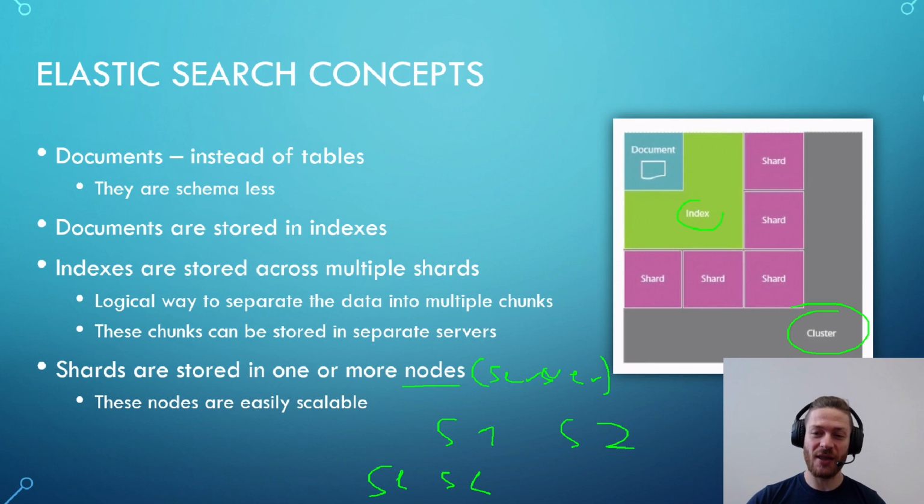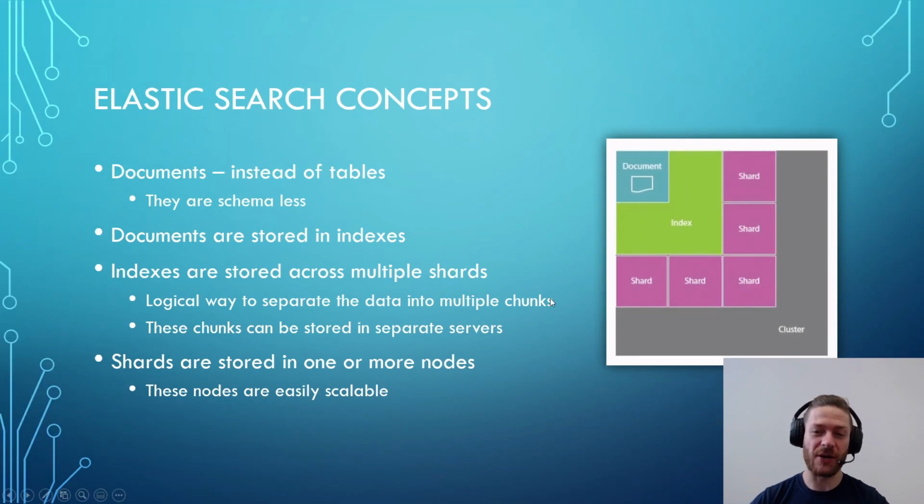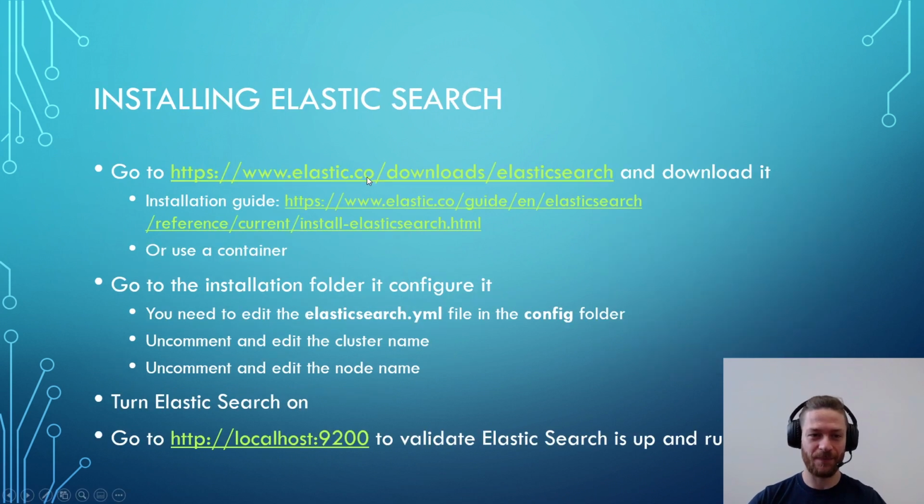And each index can be stored on many shards. It depends on how you configure it. You can say, I want to have an index with 5 shards, and you want to have an index with 10 shards. You will see later when we initialize our server in the code that you can just say, I want 5 shards. It's super fast and super easy.